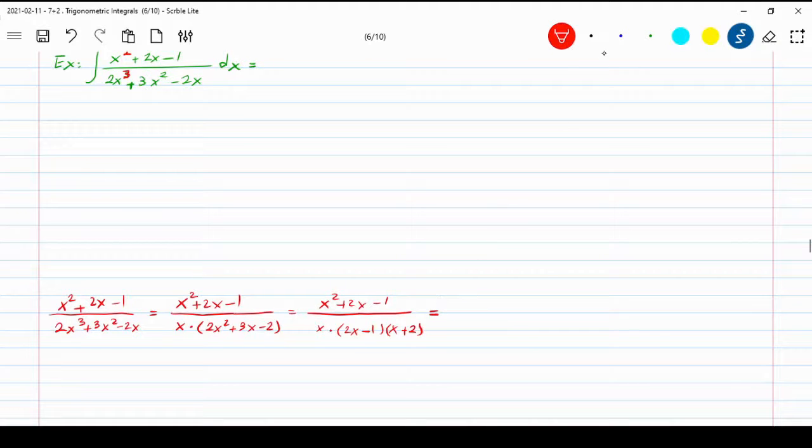So now, based on what I mentioned as case 1, I can write this as 3 separate fractions, because there are 3 factors. The first factor is x, the second factor is 2x minus 1, the third factor is x plus 2. I don't know these numerators, so I'm going to assume this numerator is some constant, call it a1. The second numerator is another constant, a2, and here a3. And we just want to figure out what these constants a1, a2, and a3 are, to have equality between these 2 fractions.